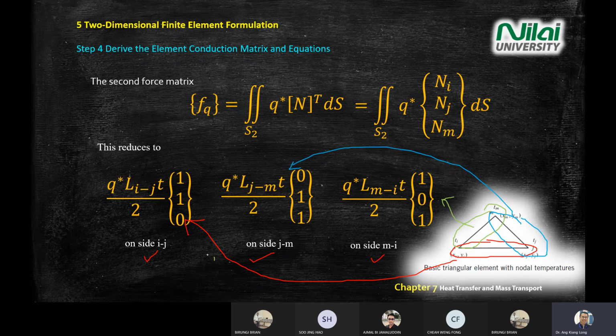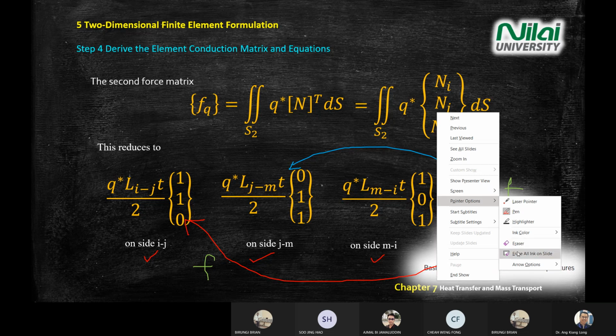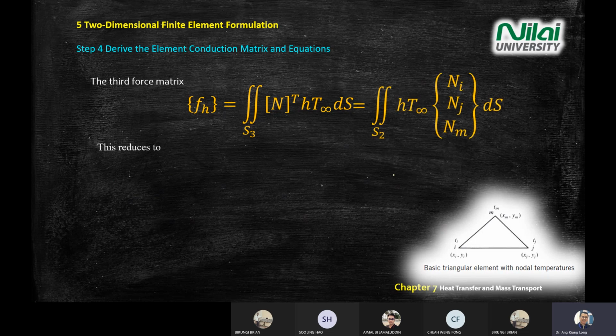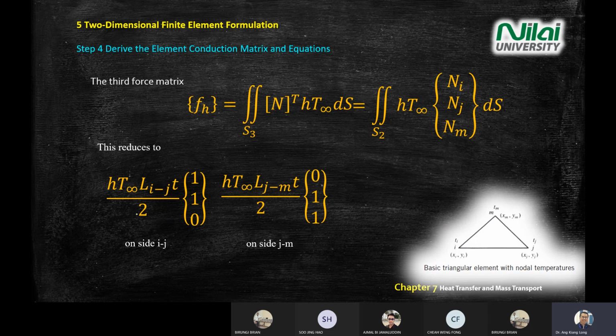So the red color one is the forces at the site j, I to j. The middle one, the blue color one, is if you want to find the forces at this site. And the third equation, if you want to find the forces that I highlight with the green color circle here. So this is 3 different equations. Right? Then the third one is the convection forces given by this equation. So also have 3 equations.